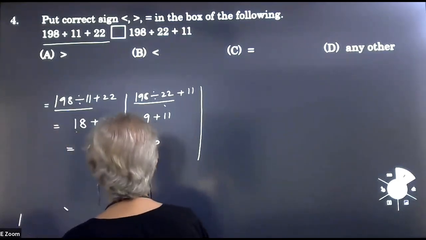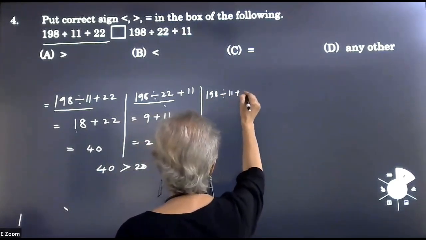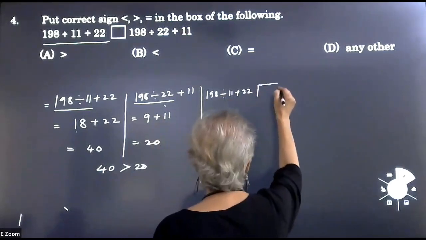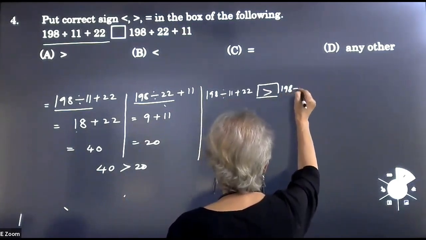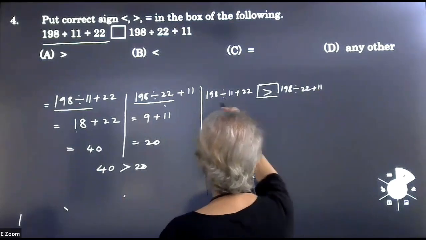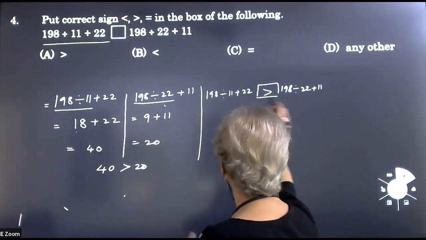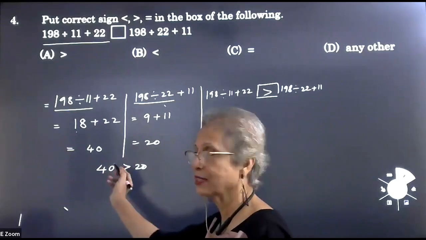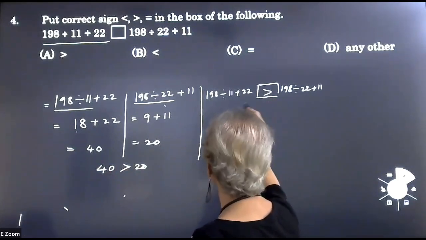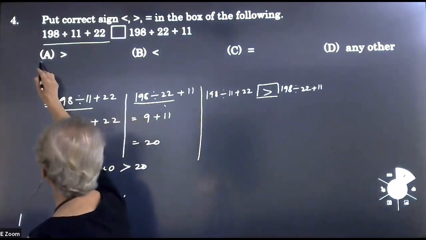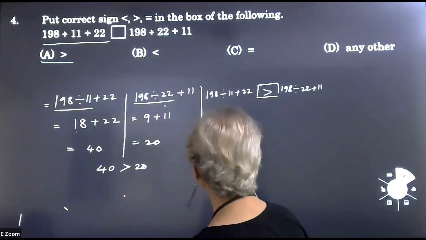And therefore finally what we can write? 198 divided by 11 plus 22. In the box we have to put the greater than symbol, then 198 divided by 22 plus 11. Right? See, this 11 and 22 are simply interchanged and the values are different. This much difference is there, okay? And therefore, this is called the greater than symbol. And so what is our answer? That is A, greater than. This symbol is to be put in between. Okay, so let us do the next sum.